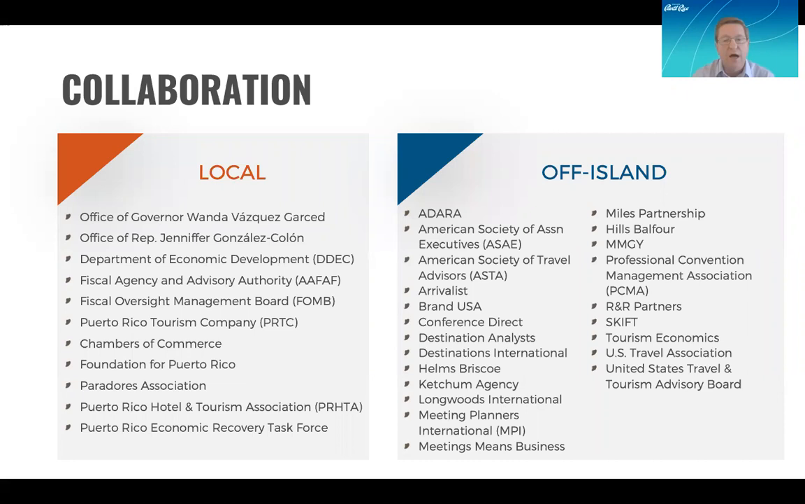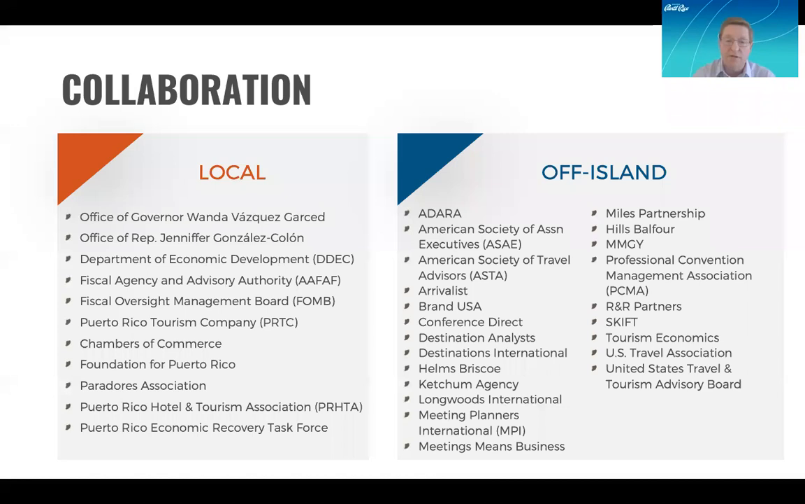in the United States. In addition to working with our local partners like PRHTA, PRTC, DDEC, the Foundation for Puerto Rico, and the local chambers of commerce, Discover Puerto Rico is active in the Governor's Economic Recovery Task Force. Off island, Discover Puerto Rico is working with the U.S. Travel Association and the United States Travel and Tourism Advisory Board to address matters necessary for recovery. We are working with industry-leading research partners like Longwoods, Tourism Economics, Destination Analysts, Adara, and Skift to provide information and receive their research and updates.